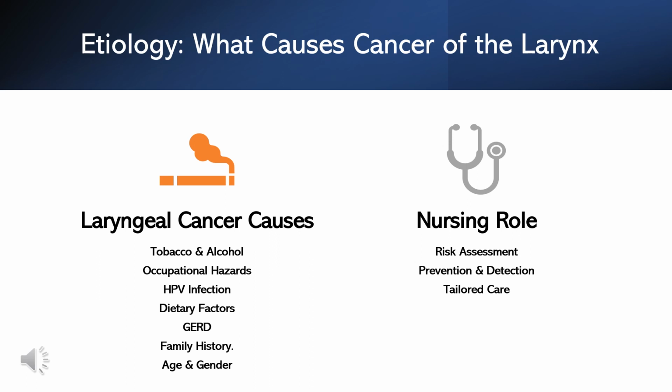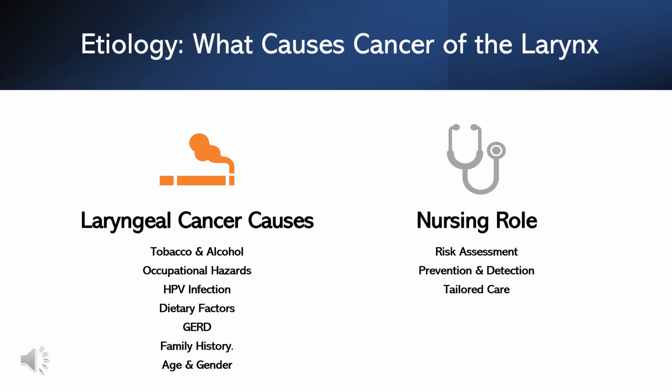Acid reflux can cause irritation and cellular changes in the larynx, although the evidence is not as strong as with other factors. Family history is not very well understood, but genetics may play a role, especially if there is a family history of head and neck cancers specifically. Laryngeal cancer is more common in older adults and is significantly more common in men than in women. However, the gender gap has been narrowing, likely due to changes in smoking habits.